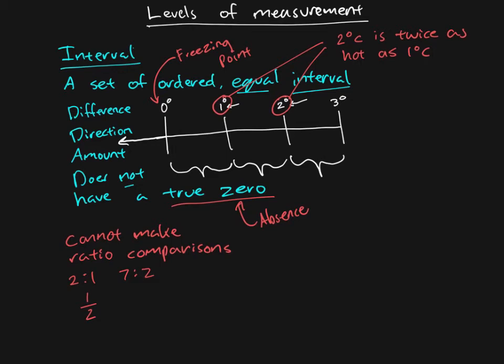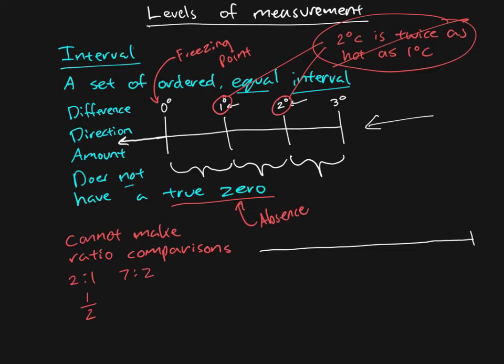The answer is this is not a valid statement with the Celsius temperature scale because it's an interval scale. So we cannot say this, and I'll try to show you why. If I were to have the Celsius temperature scale and we were to zoom out on it, this is the same thing as up here, but zoomed out. So here's the part that we already see. If this is 0 degrees, and this is 1 degree, and this is 2 degrees, and this is 3 degrees, this is already the part we have.